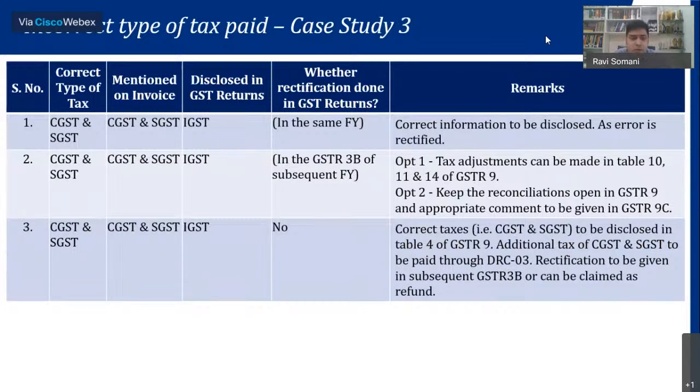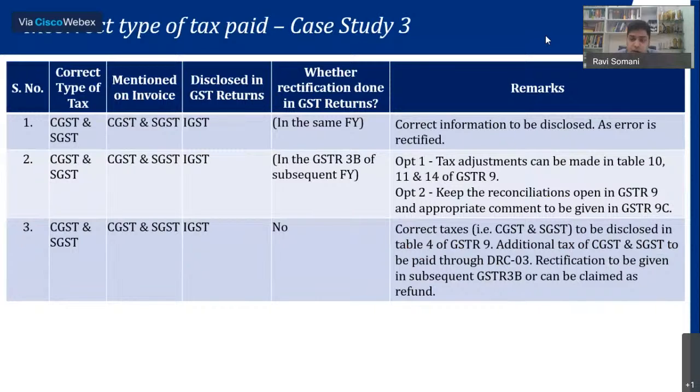Now, this is one of the common issues: incorrect type of tax paid. Here I'm talking about incorrect type of tax paid. CGST, SGST was payable, but you have paid IGST. On the invoice, you have disclosed the details. Now, if you have corrected that in the same financial year, then yes, no problem. You disclose the correct details. You disclose IGST in your annual return.